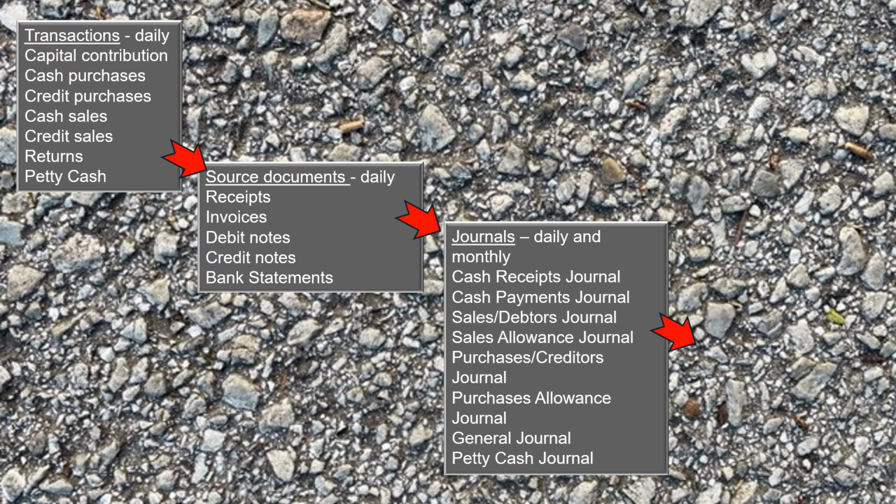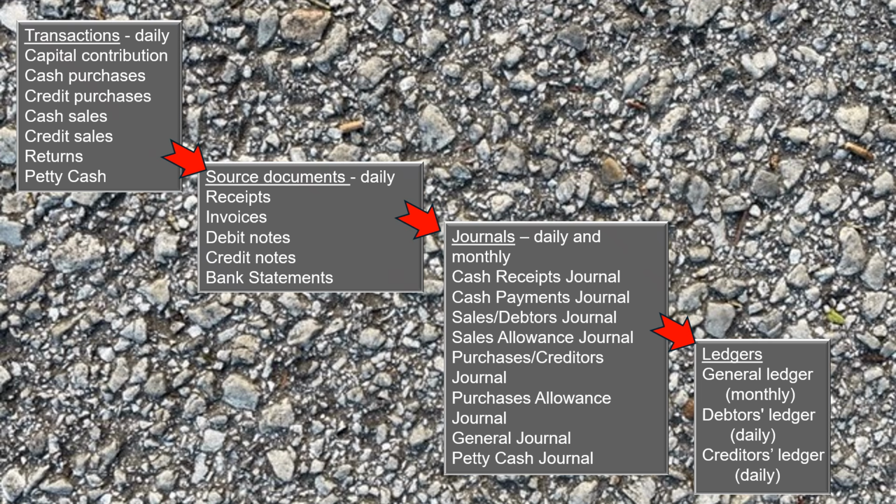We're going to use those documents and record the information in the appropriate journals. And then from the journals, the information is posted to the general ledger on a monthly basis.